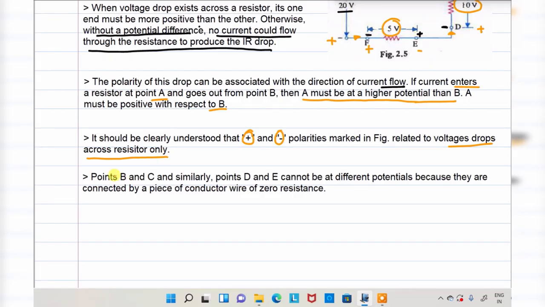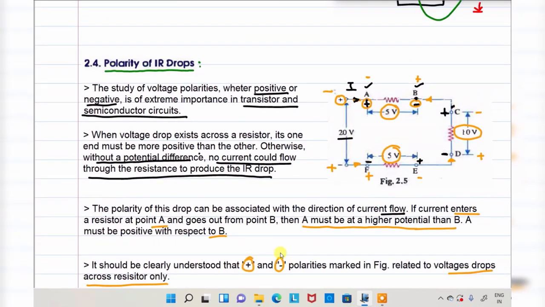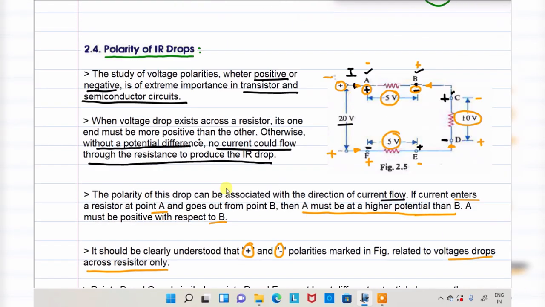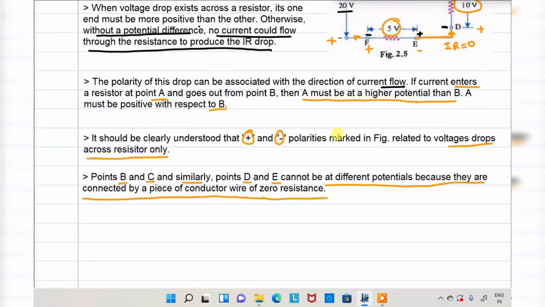Next, at the last point here, points B and C, similarly points D and E, cannot be at different potential because they are connected by a piece of conductor with zero resistance. Previously I mentioned what is meant by zero IR drop. In the case of interconnecting wires, the IR drop is zero. Between B and C, is any element connected? No, only an interconnecting wire is connected. That means the IR drop is zero. Similarly, D and E are also connected by interconnecting wires, so the IR drop is zero. You don't need to consider those IR drops.